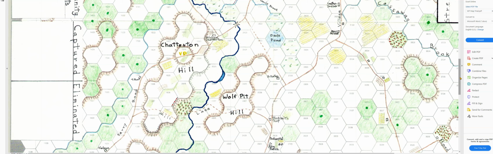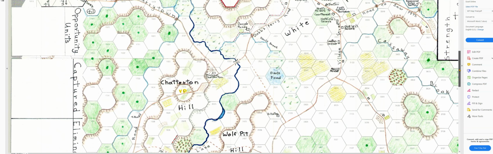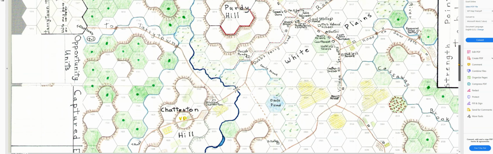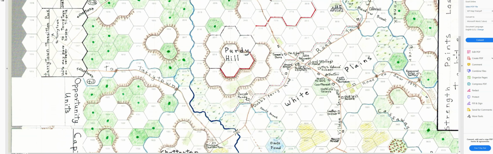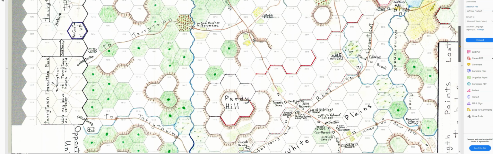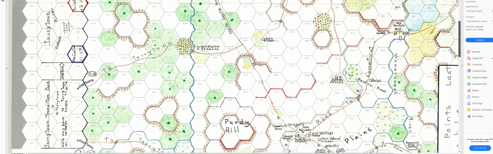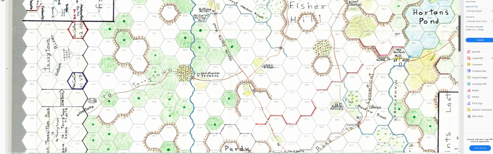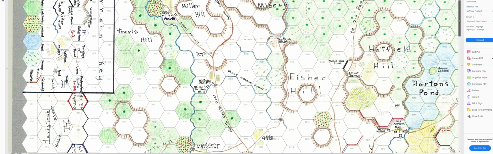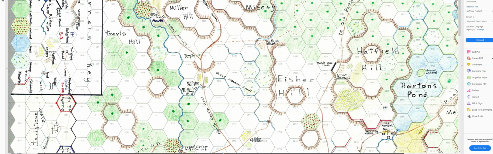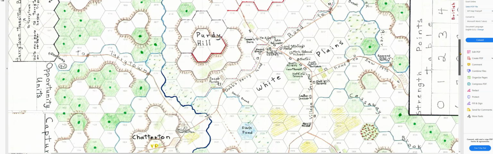Slowly scrolling up the map north, we see the village of White Plains come into view. We see Purdy Hill with some redoubts on top. That was the anchor of the American right flank. As we continue to scroll up, we see more American field works, and then we come to Hatfield Hill and Horton's Pond, which anchored the American left flank. Back to the southern end of the map, if you would, for me, Rob.